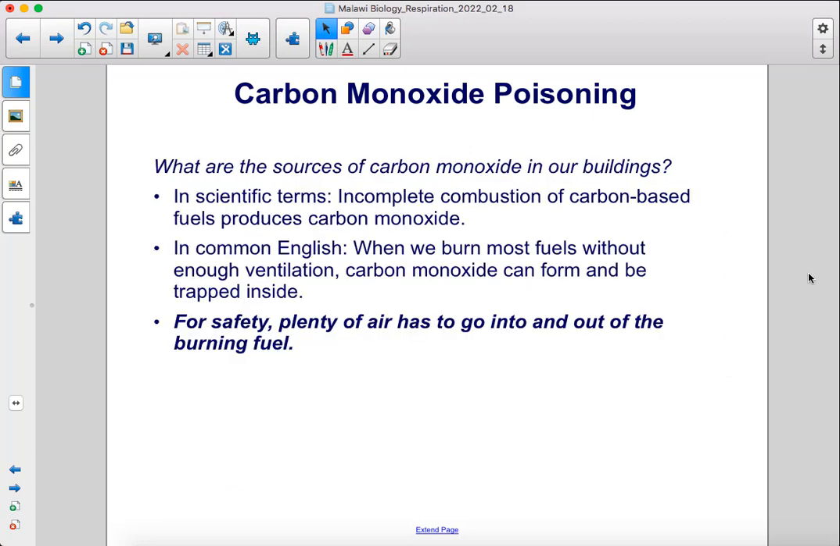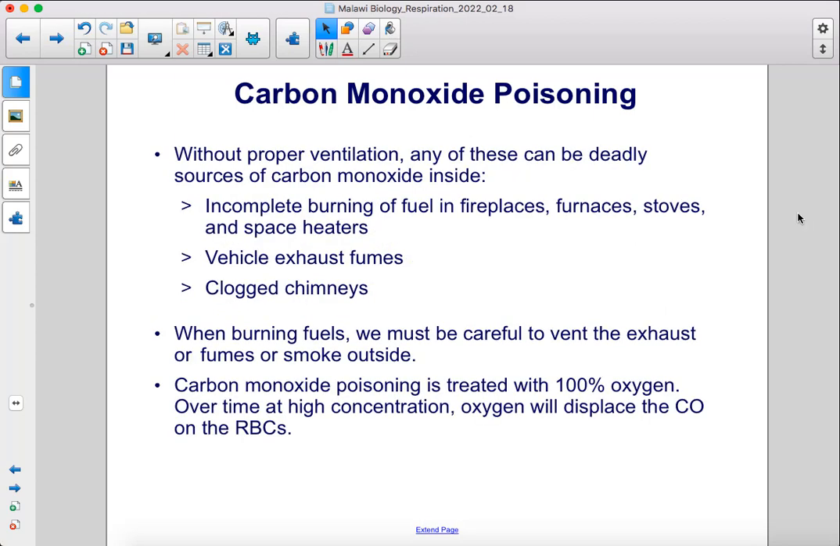What are the sources of carbon monoxide in our buildings? In scientific terms, incomplete combustion of carbon-based fuels produces carbon monoxide. In common English, when we burn most fuels without enough ventilation, carbon monoxide can form and be trapped inside. For safety, plenty of air has to go into and out of the burning fuel.